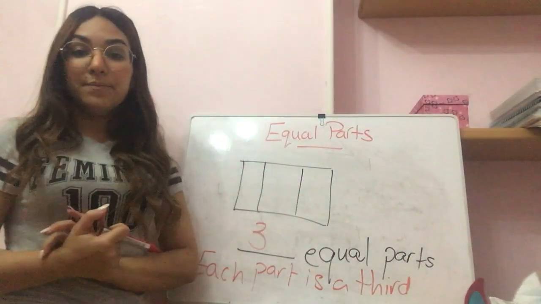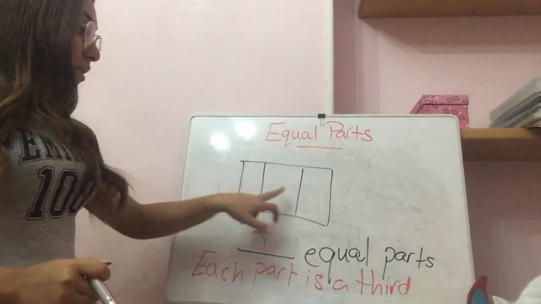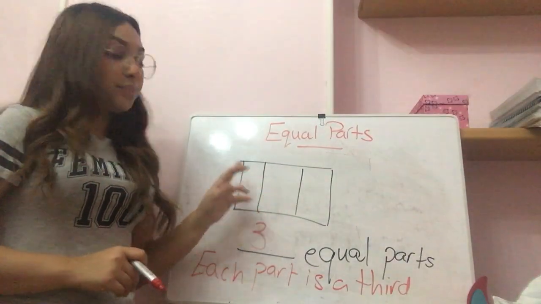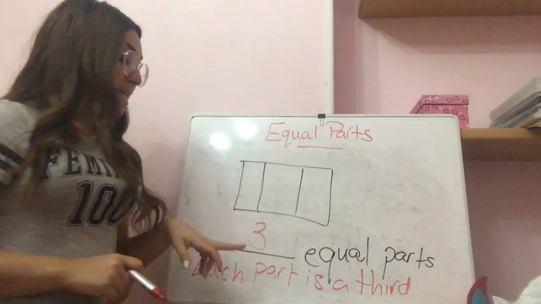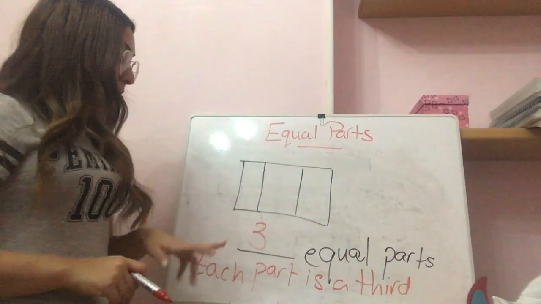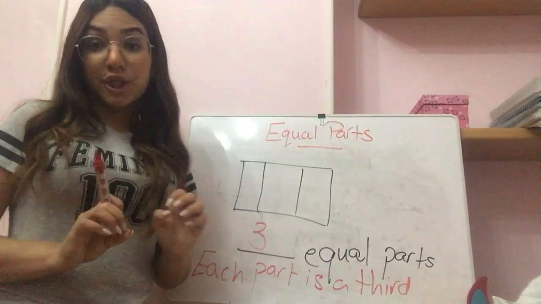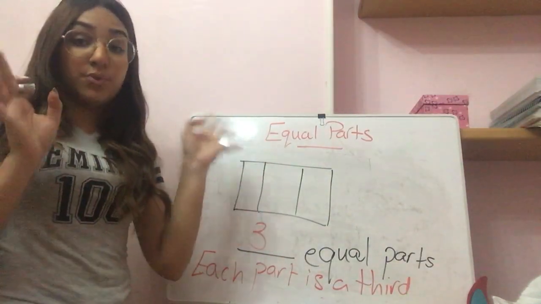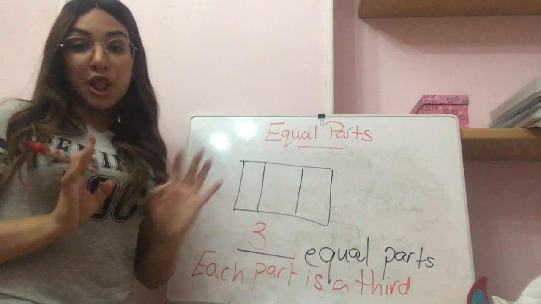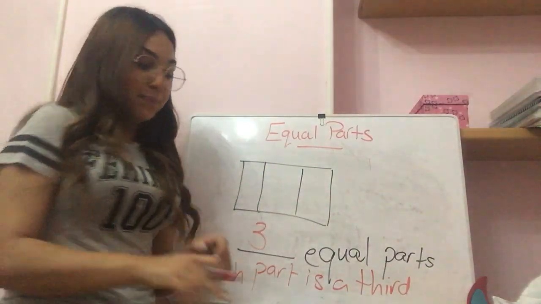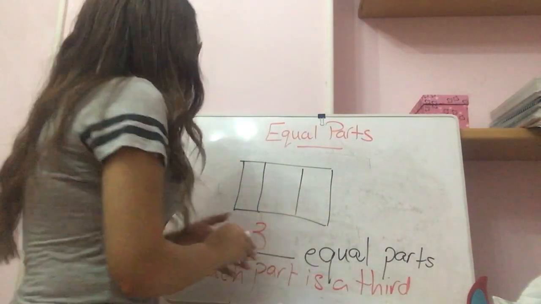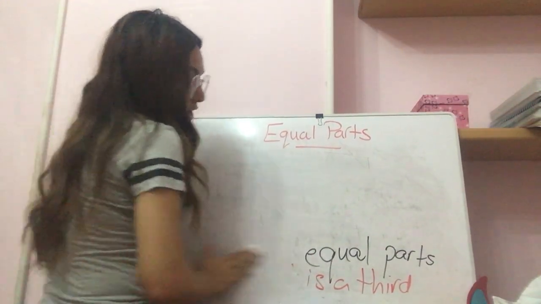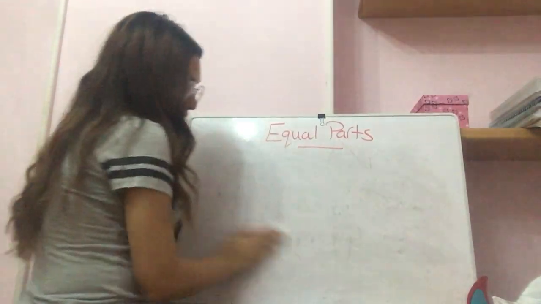Excellent. So again, if I cut this rectangle into three parts, that means that I have three equal parts, and each part is a third. Because we said if I cut a square or any 2D shape into three parts, we call it third, or 3/3. Now let me ask you another kind of question.